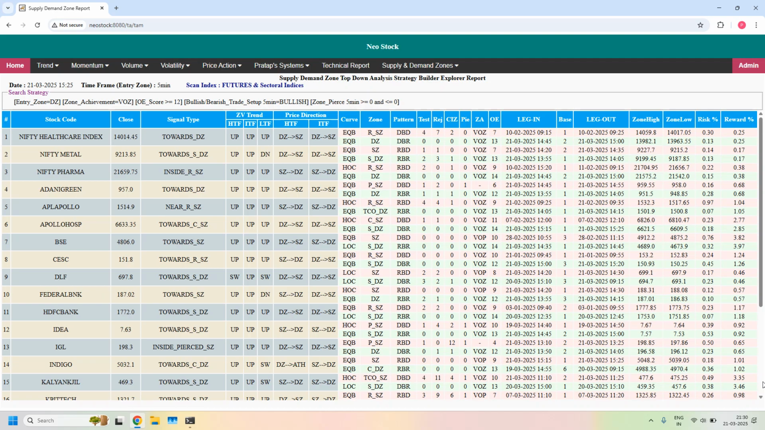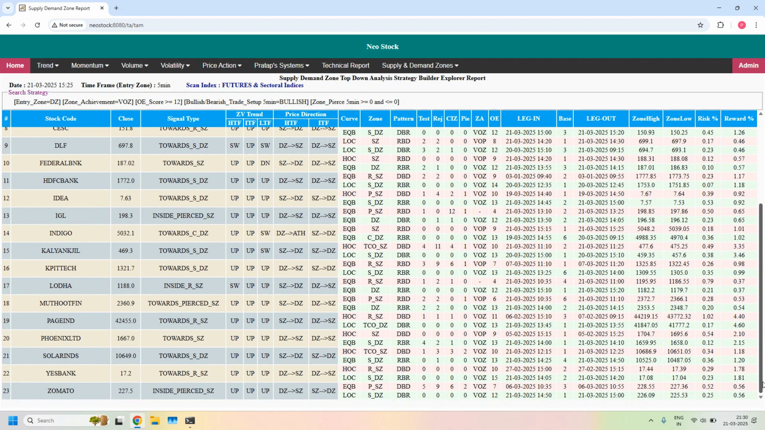I'm scrolling the list down. So total 23 stocks are filtered. Now let's verify. Out of these 23, how many have a higher probability to succeed based on zone confluence and then EMA confluence.